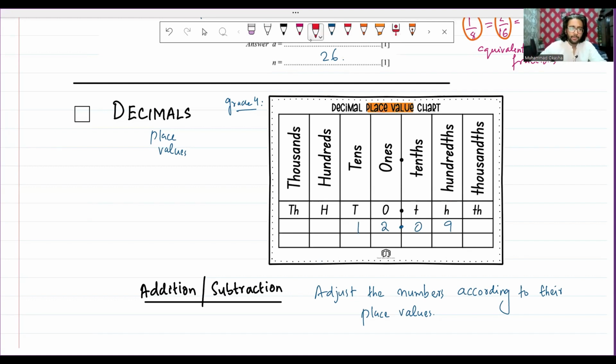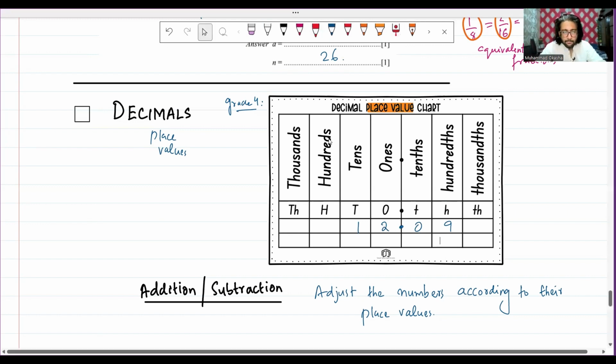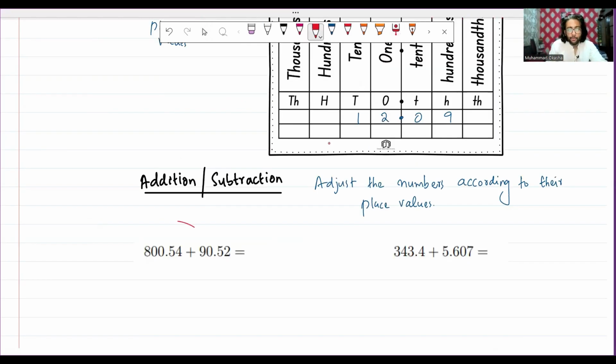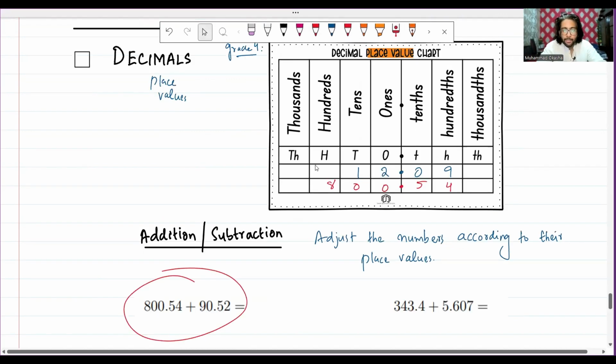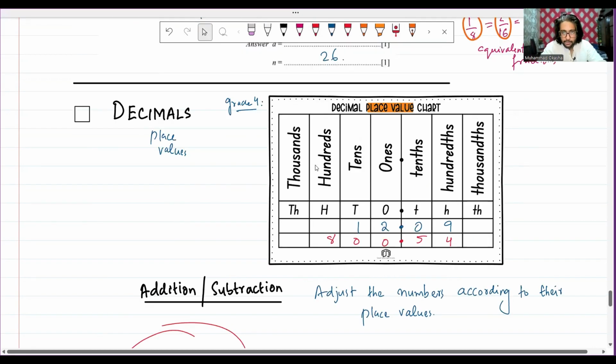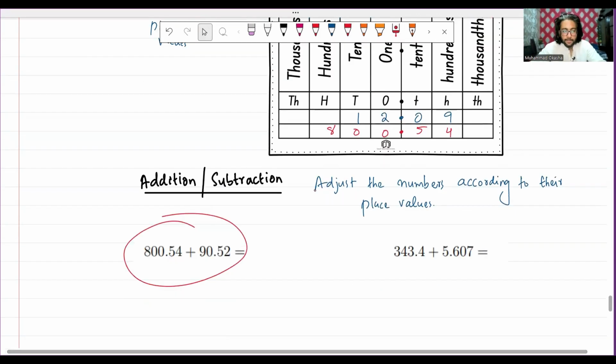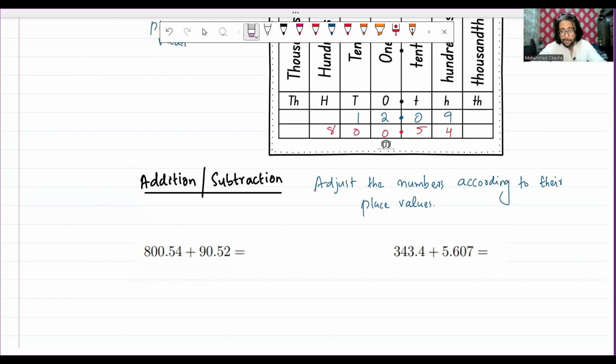I can also take up a really big number, for example 800.54. So how would I write this? 8, 0, 0, 5, 4. Make sure that you're able to write numbers beneath their place values. If I give you a set of numbers to add and subtract, you should first of all be able to place them in the right place values.